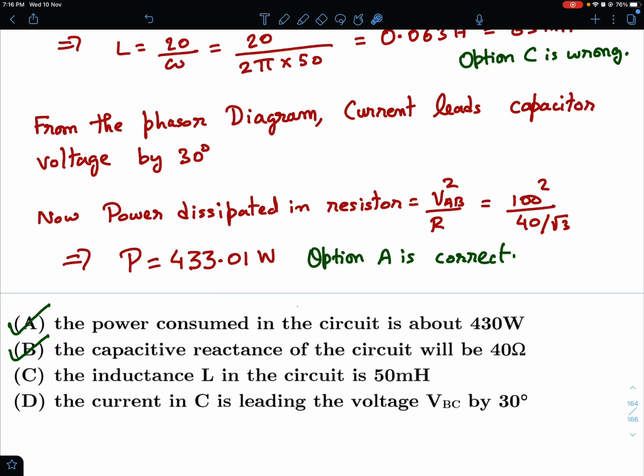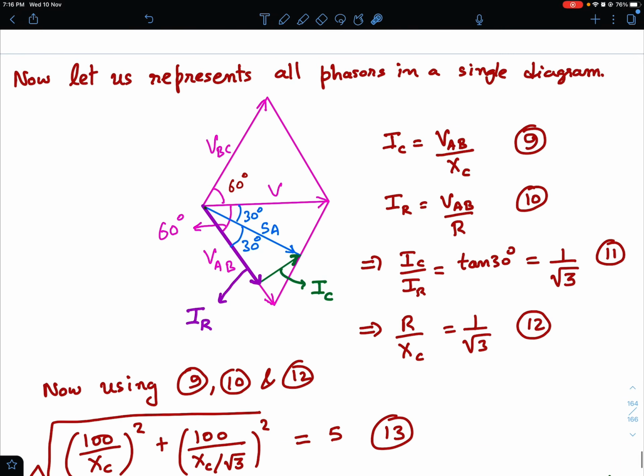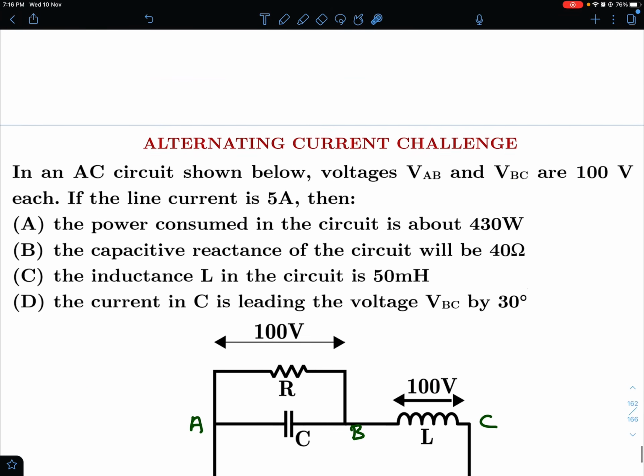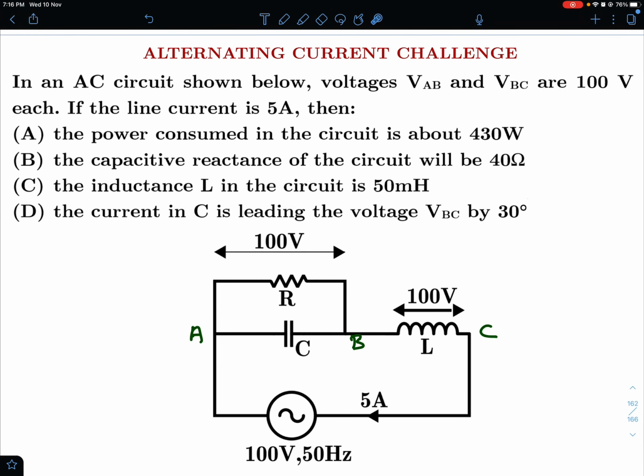So I hope you enjoyed this analysis of an AC circuit. It was somewhat on the tricky side, a non-conventional question.